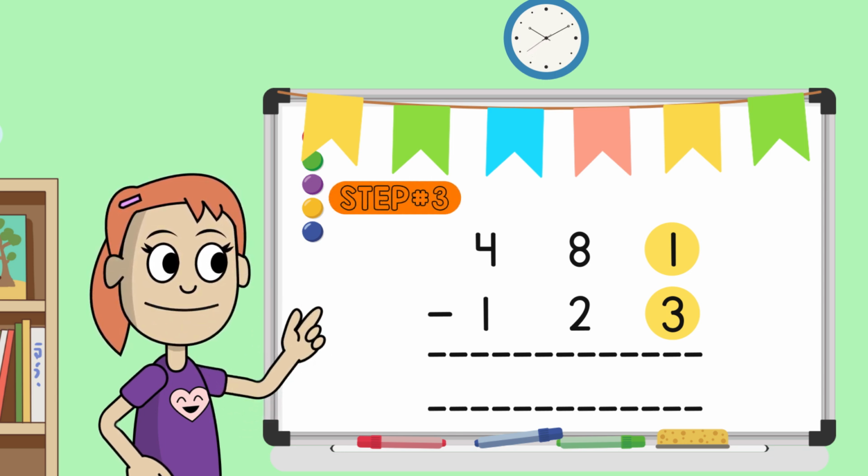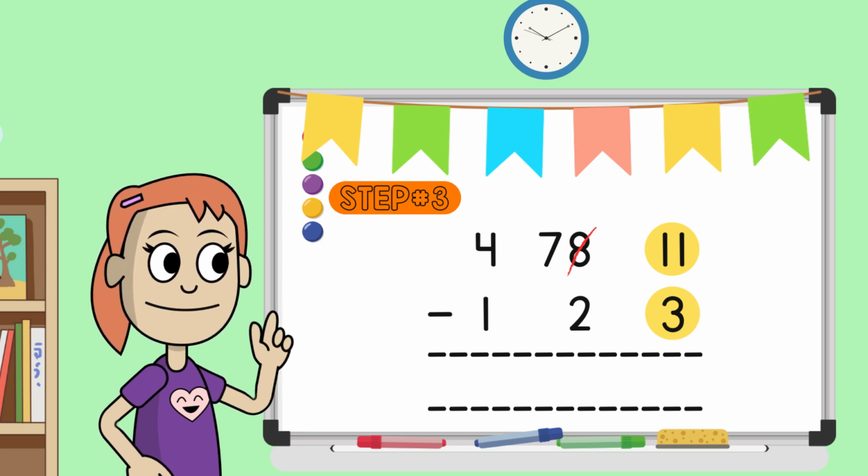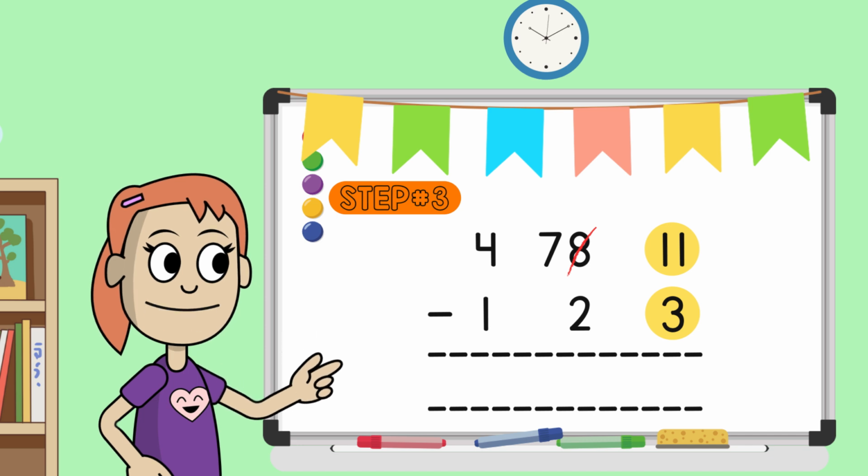Step 3. Regroup from the tens. Regrouping means taking one 10 from the tens place of 481, leaving us with 7 tens. Then we add that 10 to the 1, making it 11. Now our problem looks like this.